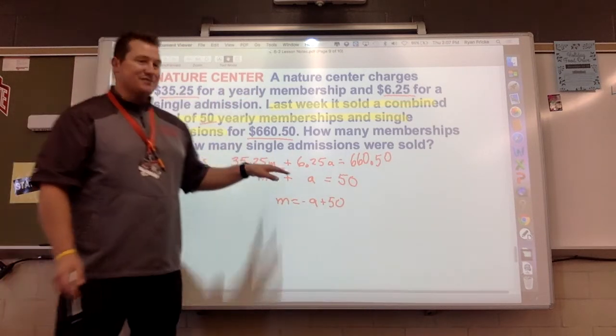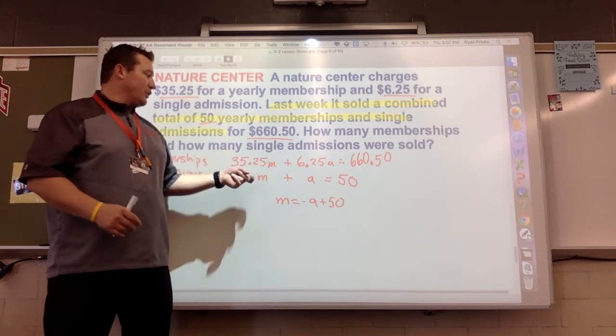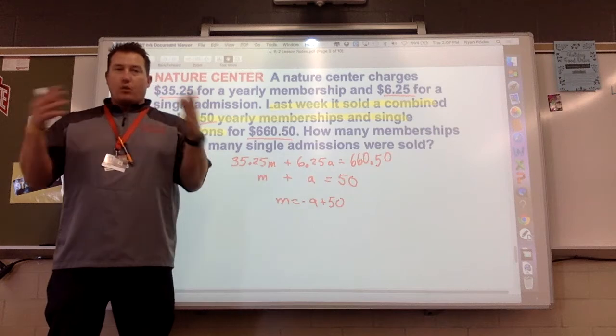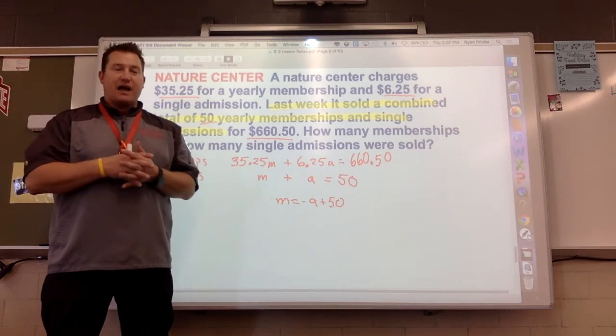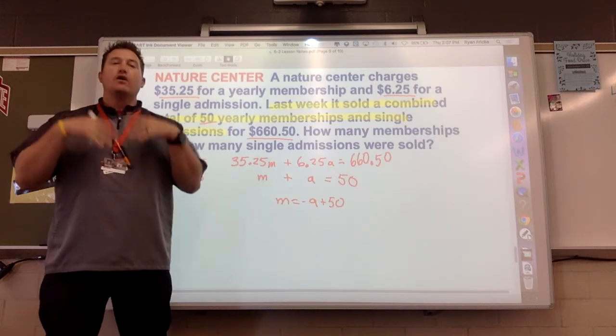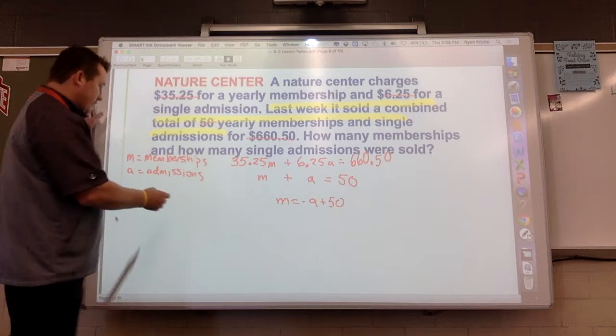Doesn't matter that we've got some decimals in here. We're going to get good numbers, because remember, we're dealing with memberships and admissions. We can't sell half a ticket or half a membership. So there's going to be some combination of numbers that works where we get whole numbers here. So if you guys want to carry on and solve that, you can.